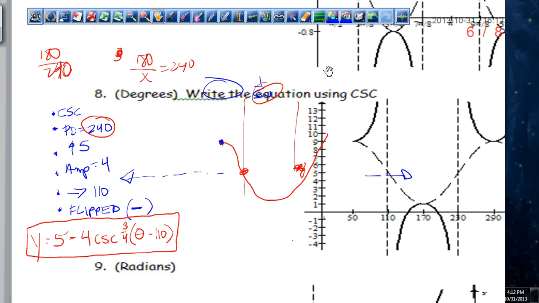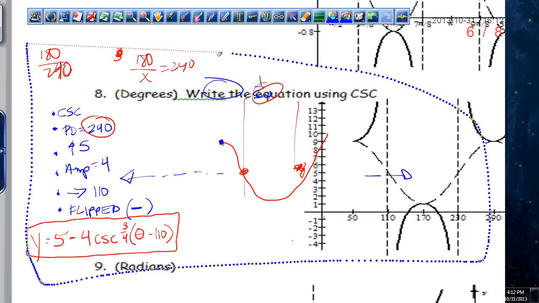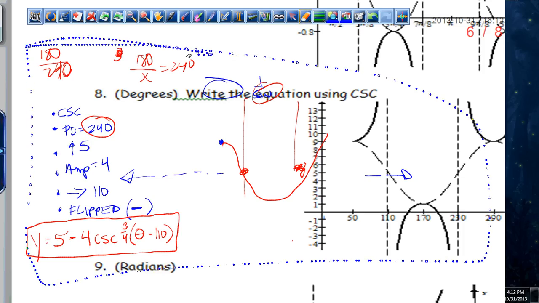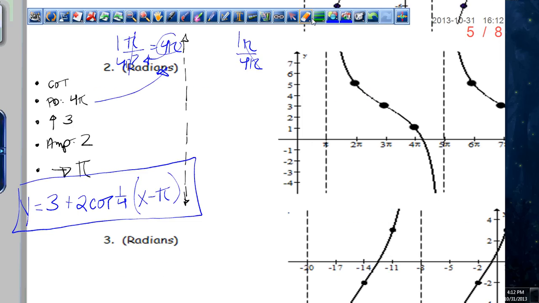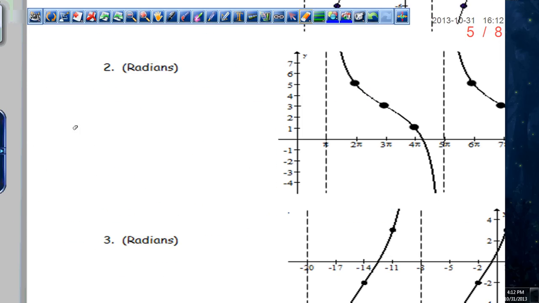And girls, let's write some equations. I already got the answer written up there. I'm going to erase this, and we'll come back to it. Oh wait, sorry. Here we go. I did two off the homework today, so there are the answers. Let's see if I can get it right here.